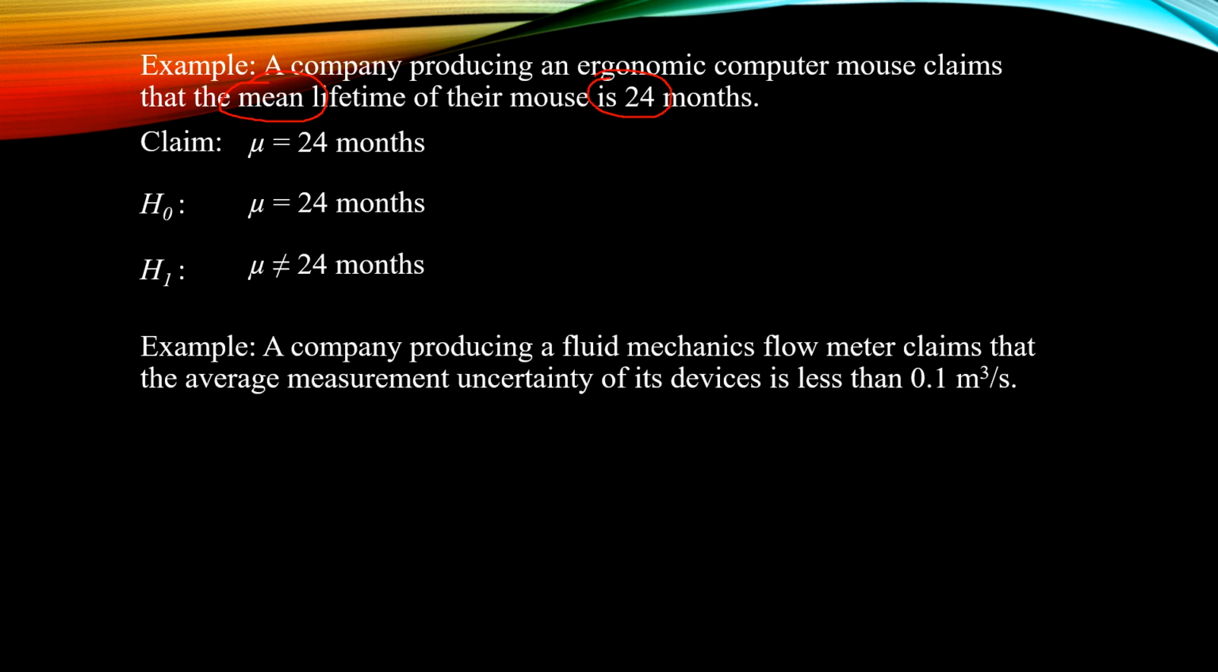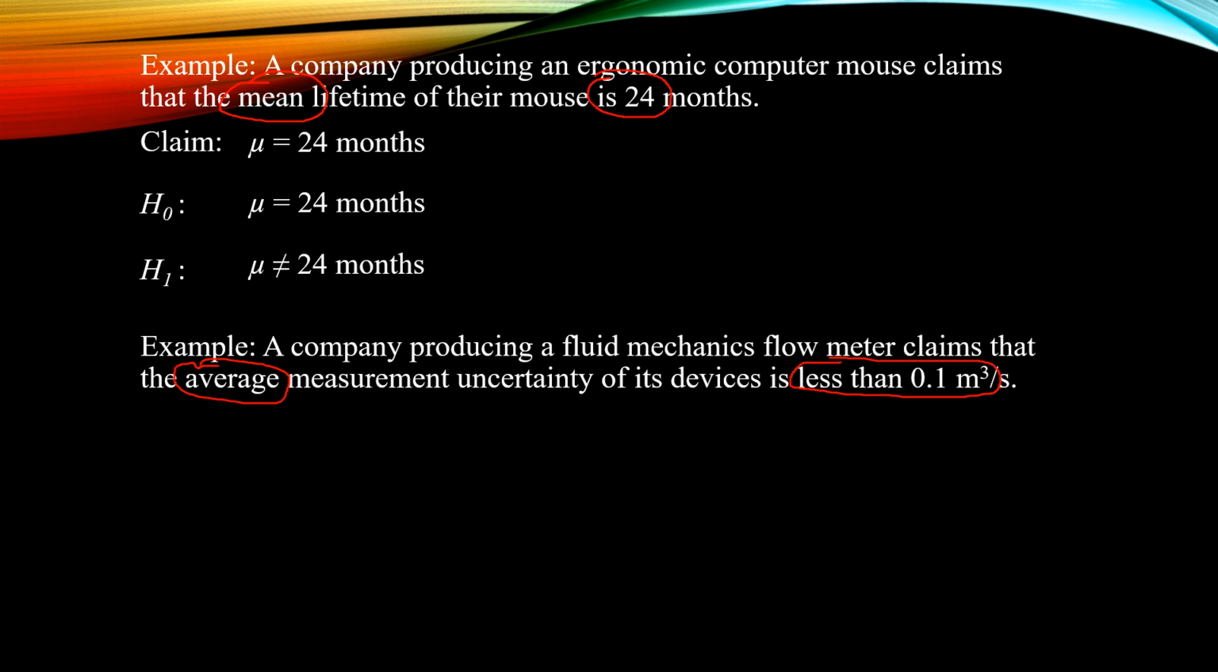Another example would be, let's say you've got a company that's building flow meters for a fluid mechanics apparatus, and they claim that the average measurement uncertainty of this device is going to be less than 0.1 cubic meters per second. Again, this is a claim that is being made about average. So that's a mean claim, but the words here are less than 0.1 cubic meters per second.